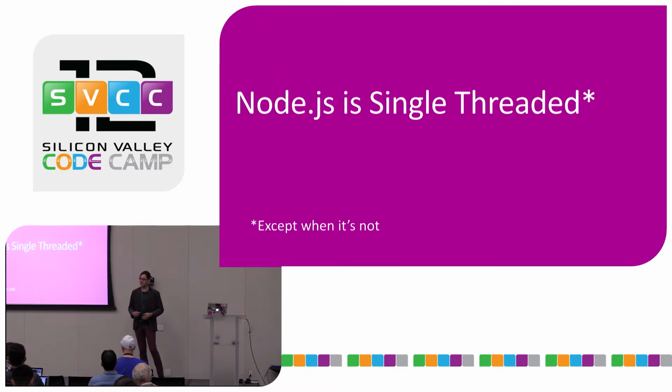And so its answer was, we're just not even going to bother. We're just not even going to give you threading primitives at all. And so Node.js is single-threaded. This is a thing that we say all the time. The reality is a little bit more complicated, though. I like to say Node.js is single-threaded, except when it's not.